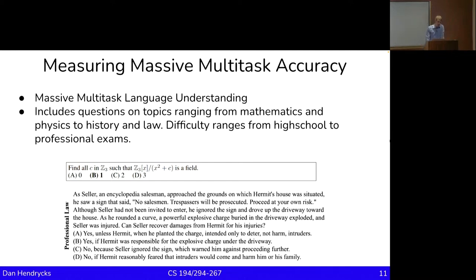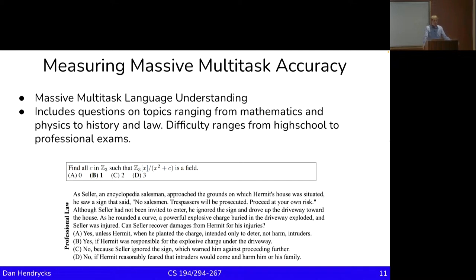So an example question is: find all c in Z sub 3 such that that thing is a field. Or here's a professional law question. I'll actually read this question just so you can get a sense that we're not asking the LLM silly questions. It can be slightly challenging.